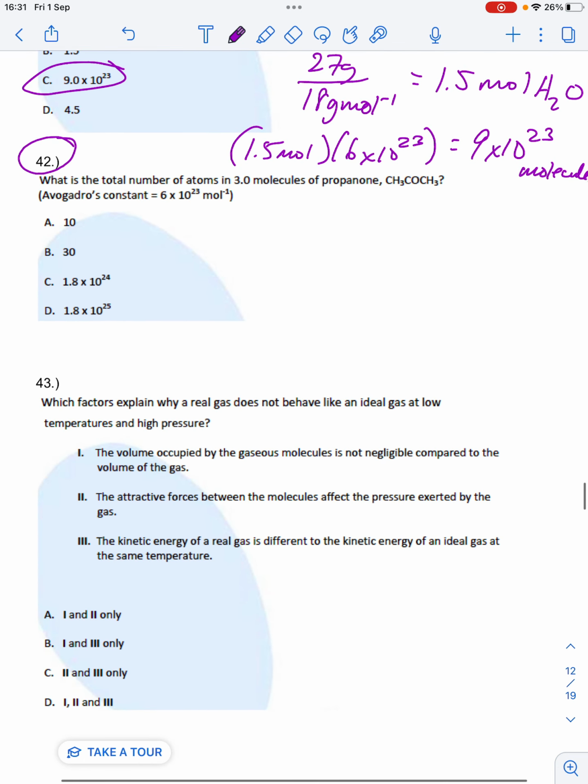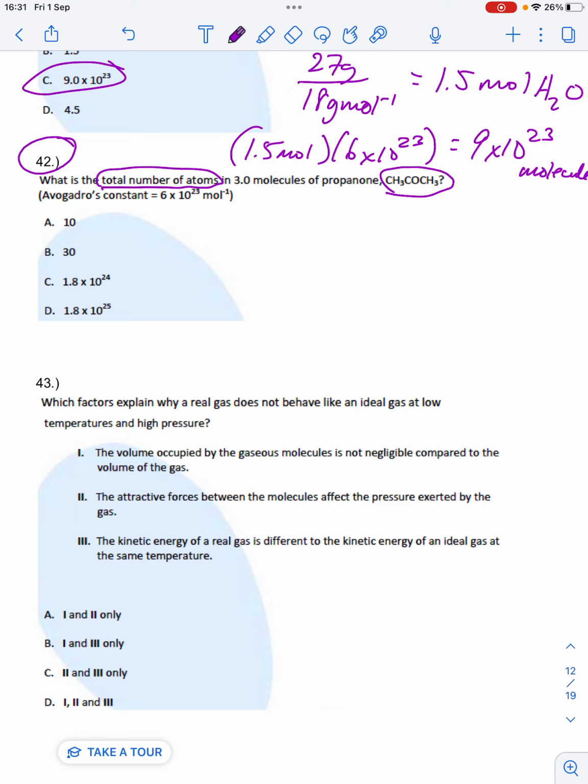Okay, now one where they say, what is the total number of atoms in 3 molecules of this thing, propanone? Okay, so this is a question where I'm going to have to use that ratio again. What's a little unique about this one is they didn't start me with moles like they normally do. They said just in 3 molecules. Okay, so I only have 3 molecules.